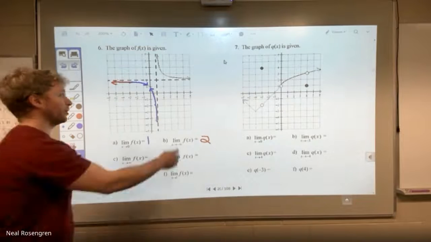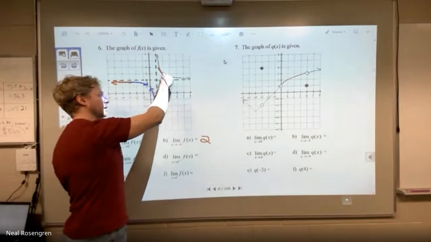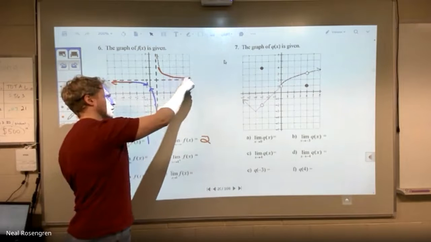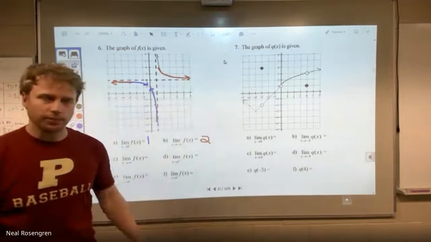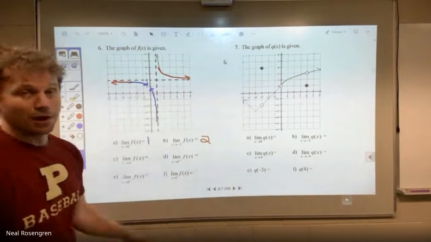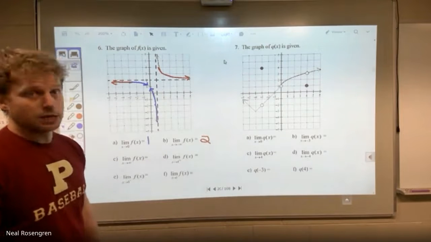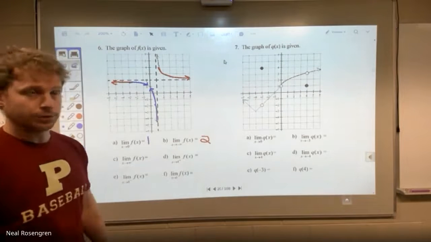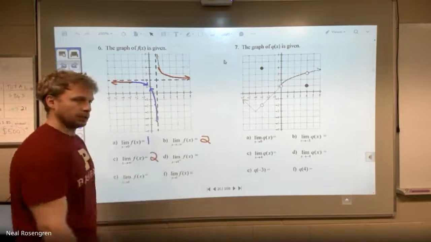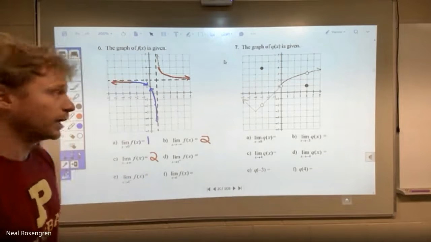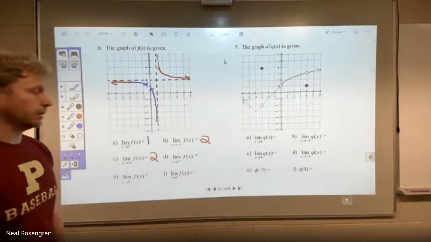And that's true for part C too. As x goes to infinity, that's in this direction. I can't get to infinity, but I can get to the right edge of the graph and see where it's headed. I'm getting closer and closer to that asymptote. Sounds good to me. y equals 2, again, where I'm headed in that direction.